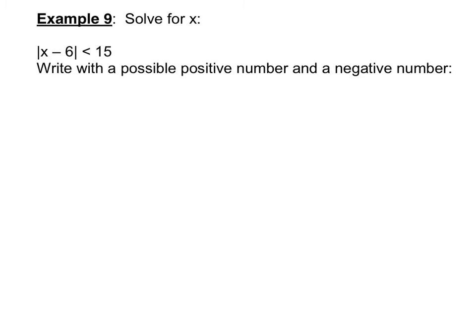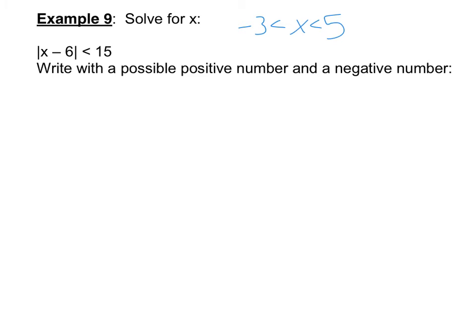So let's take a look at, it says, write with a possible positive number and negative number. Okay, so here's the thing. When it's less than, it's like an and statement, and if you remember and statements, it's like these where it says x is greater than negative 3 and less than 5. Okay? So when it's a less than, this is how you set these up.